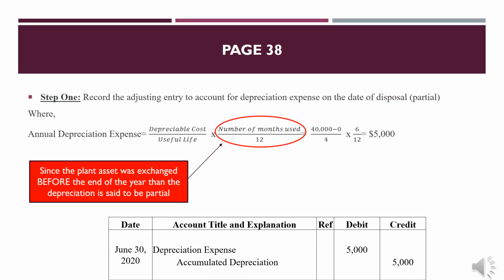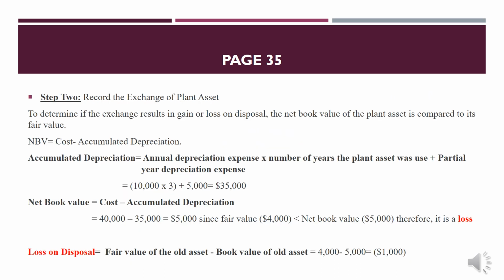In the first step, we need to record the adjusting entry to account for depreciation on the date of disposal, which is partial in this example also. So the annual depreciation expense will be the depreciable cost over useful life times number of months used over 12, which will be $5,000. So depreciation expense $5,000 and accumulated depreciation $5,000. In the second step, we need to record the exchange of a plant asset.